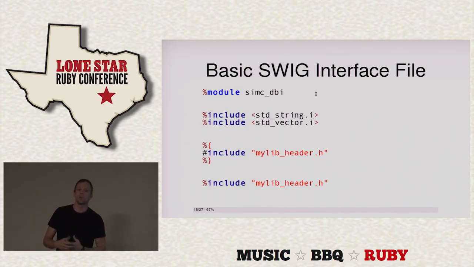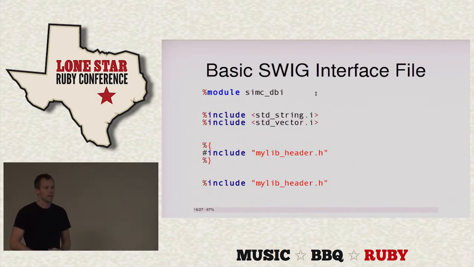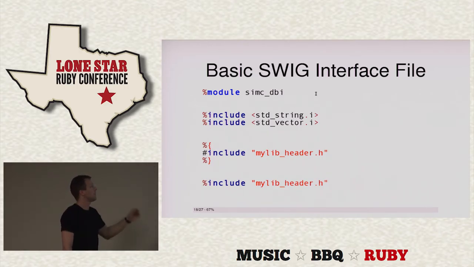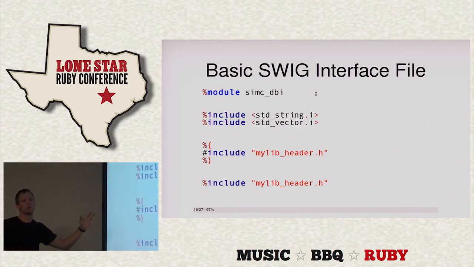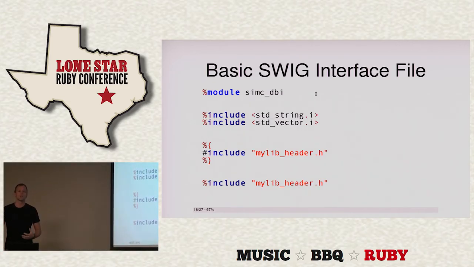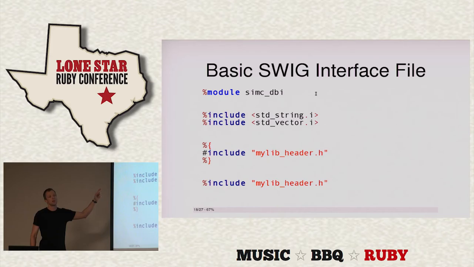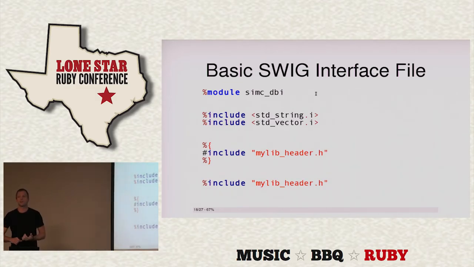So what does the Swig interface file look like? Well, it's actually relatively simple. If you want to do simple stuff, it's pretty easy to do in Swig. That's one of its positives. So you define the module name, and then it has some canned utilities that provide stuff you could write on your own, but they've already written it for common stuff like C++ string, type maps to convert C++ strings to Ruby strings, and then the second include is the C++ standard template library vector container, and so that has the type map so that you can pass that in and out of C++ functions.